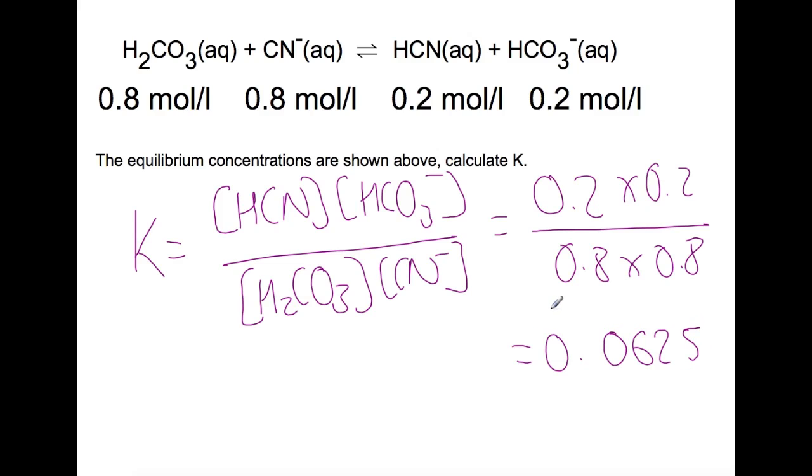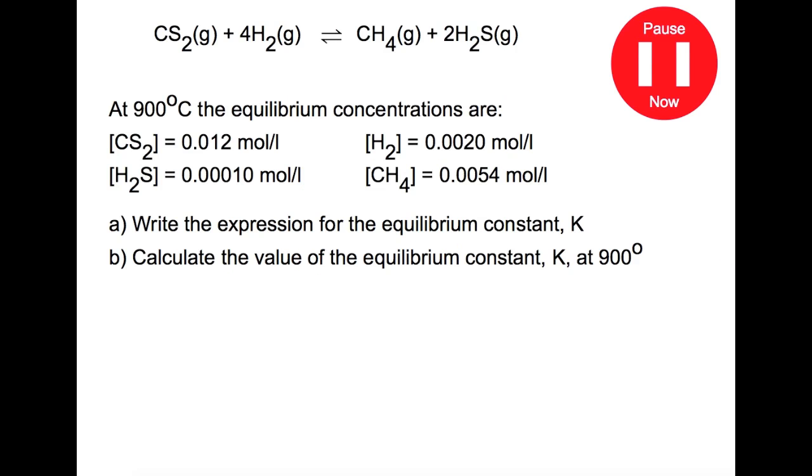If you were then given information about this reaction being exothermic or endothermic, you would be able to make predictions about the value of K if the temperature was to be increased or decreased. Here is a similar example for you to try. Pause the video now.